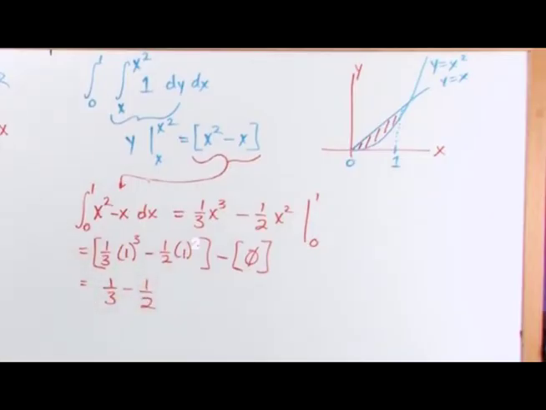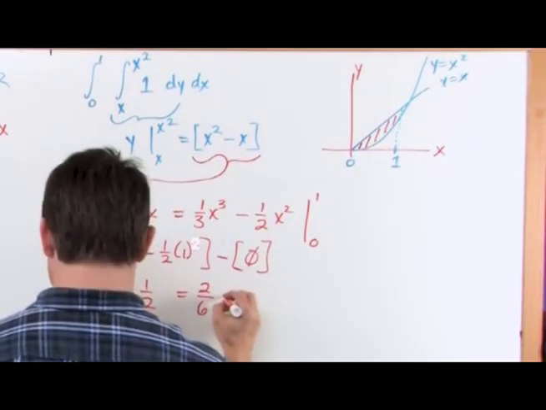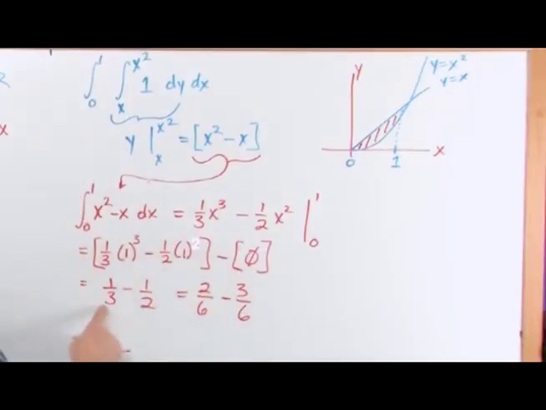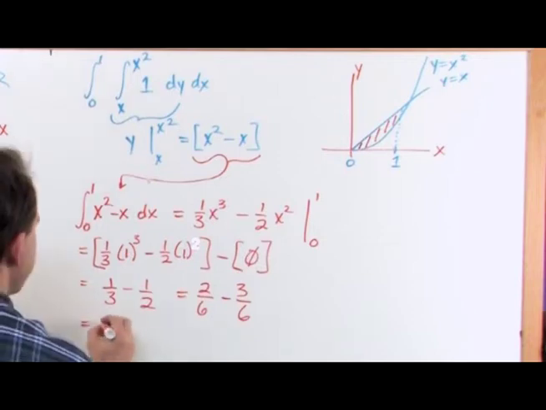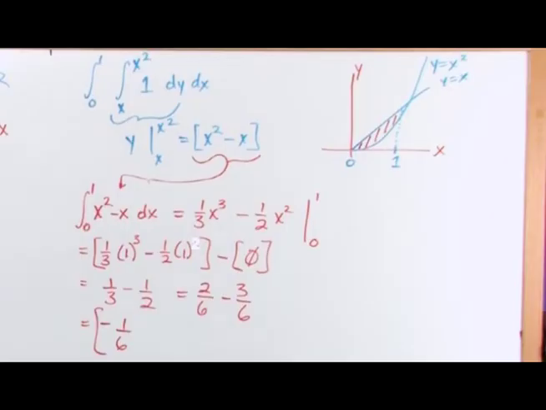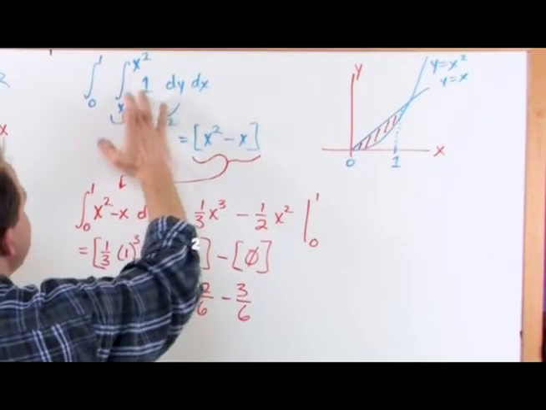Okay, 1/3 minus 1/2, and then to simplify this fraction, you can rewrite this as 2/6 minus 3/6. Double check me here. 2/6 is 1/3. 3/6 is 1/2. I just found the common denominator here, so that would be negative 1/6. Negative 1/6.